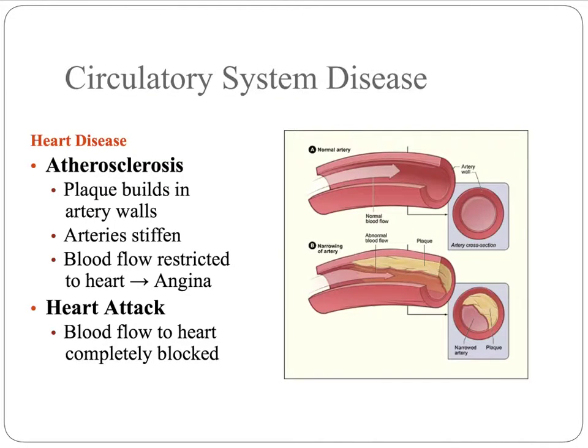So atherosclerosis is a very common type of heart disease, and heart disease, by the way, is the number one killer of adults in the United States, so it's a very serious thing. In atherosclerosis, plaque builds up on artery walls, and plaque is a fatty substance that turns hard. So you can see right here, this is the plaque. It causes arteries to stiffen, and it also restricts blood flow to the heart.